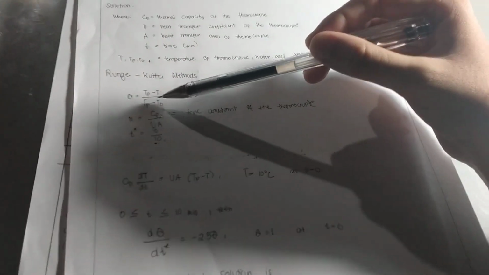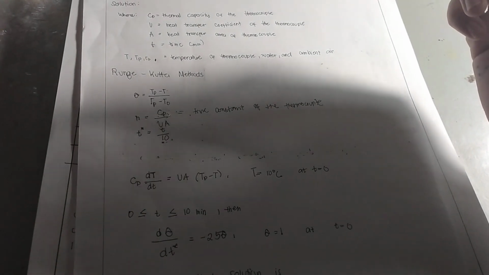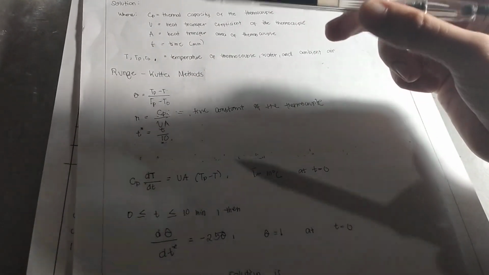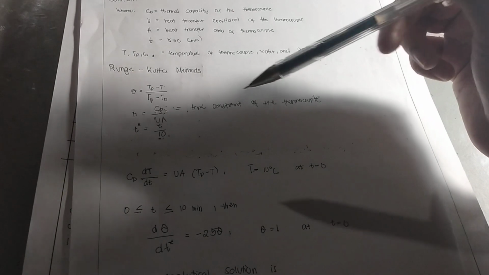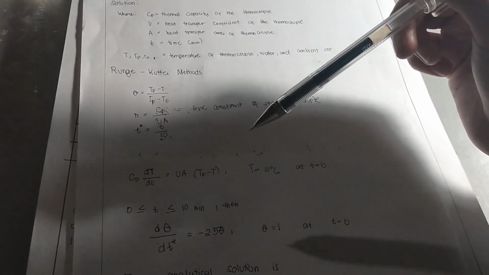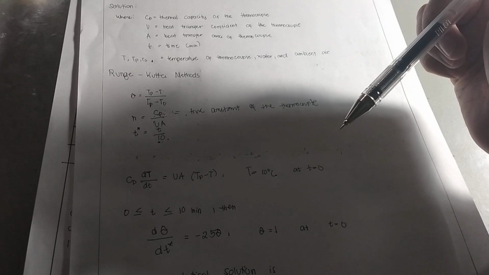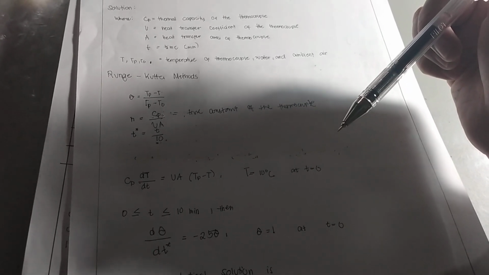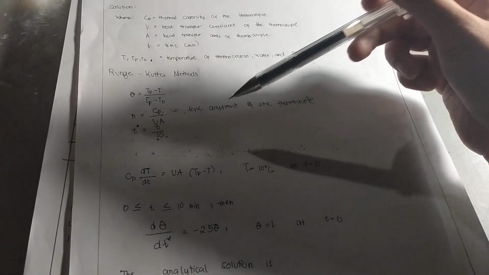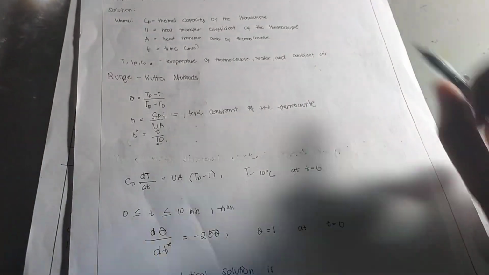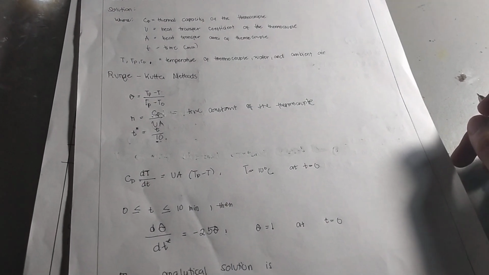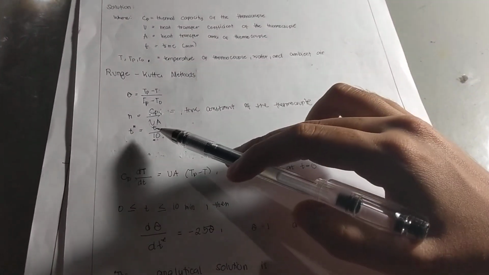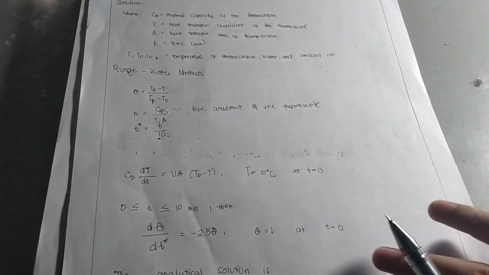Theta equals the temperature of water minus the temperature of the thermocouple, over the temperature of water minus the temperature of the ambient air. So tau equals the thermal capacity of the thermocouple over the heat transfer coefficient times the heat transfer area of the thermocouple, which equals the time constant of the thermocouple. So the total time equals t over 10.